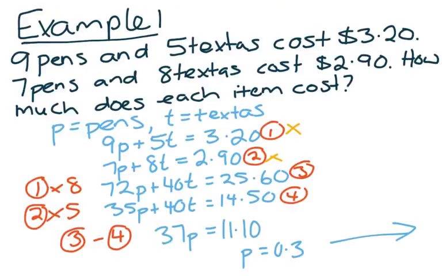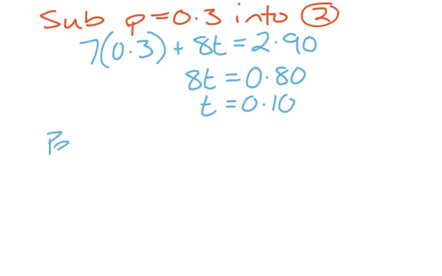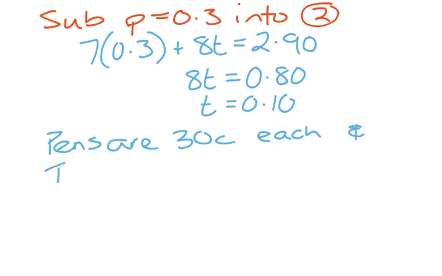And then because we're looking at a context question, so a worded problem, we have to answer within a sentence. So we would say pens are 30 cents each and texters are 10 cents each. And that's the question finished.